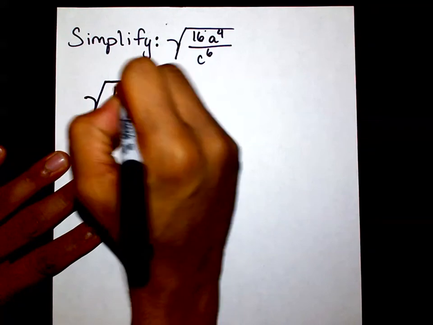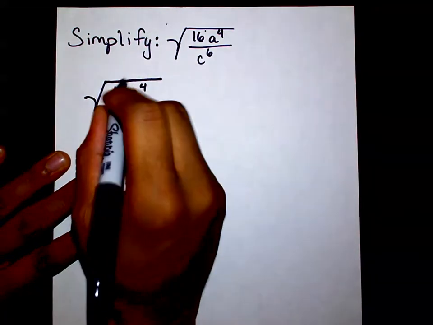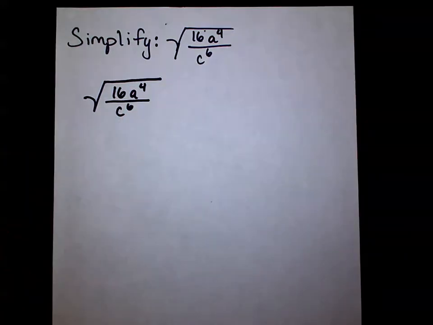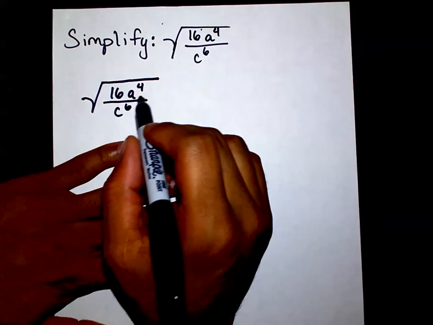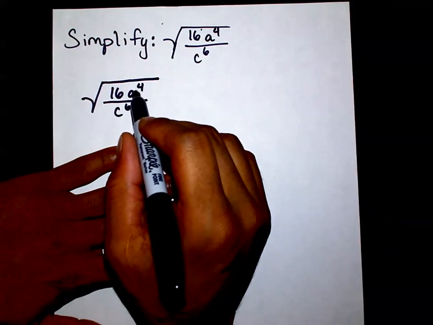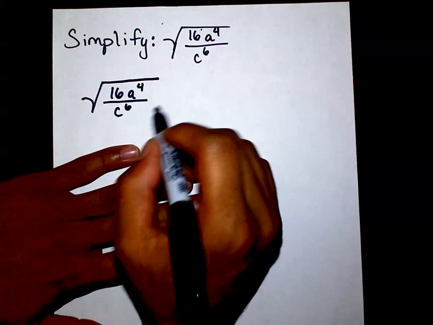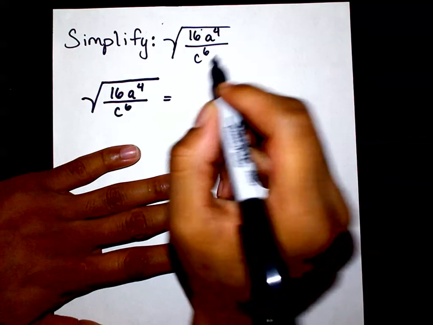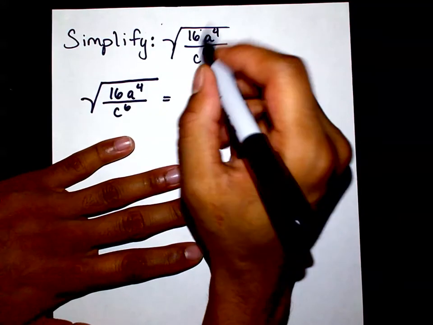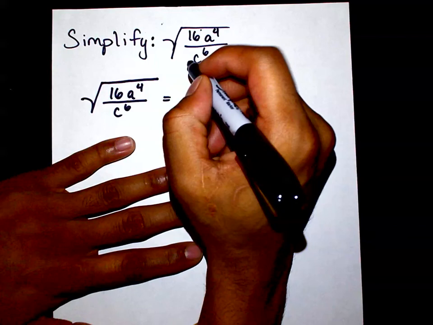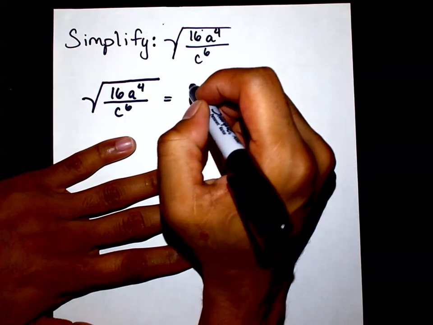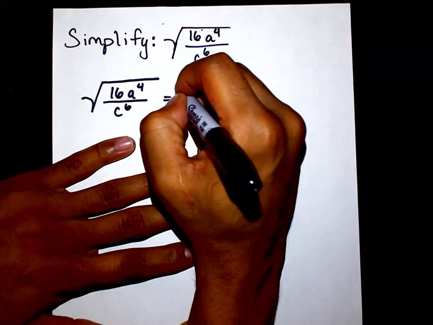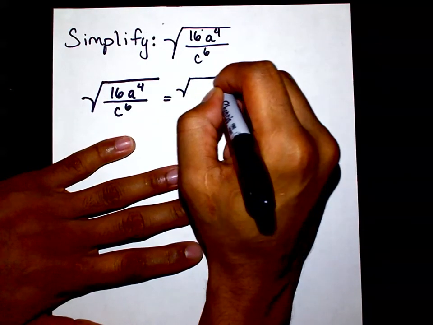Square root of 16a to the 4th power divided by 6c to the 6th power. Okay? Same process. We have a monomial expression divided by another monomial expression. All that is being taken the square root of. So we're going to write it separately. We're going to continue to do that. Let's keep it simple.